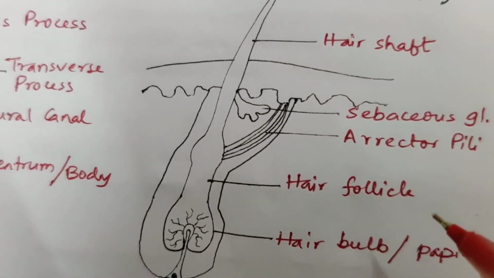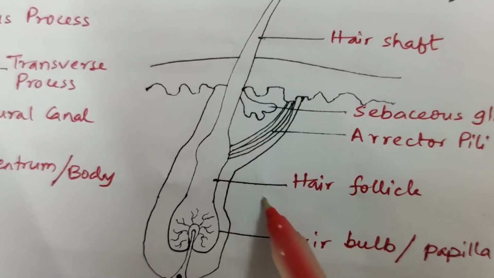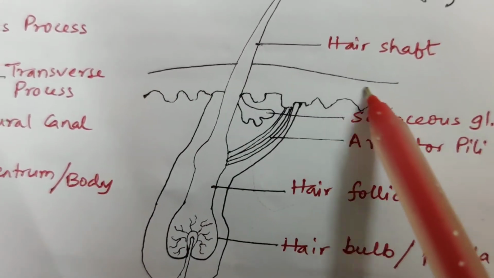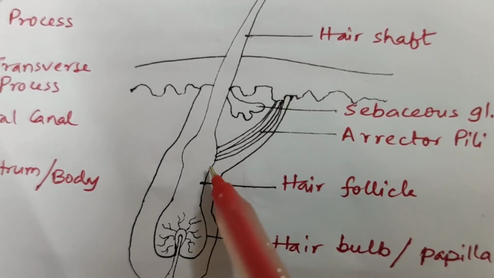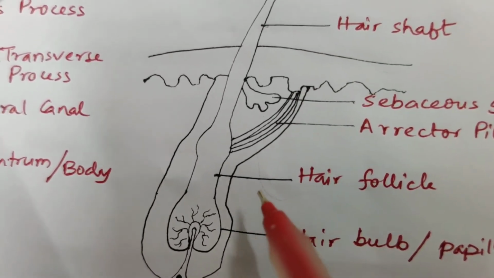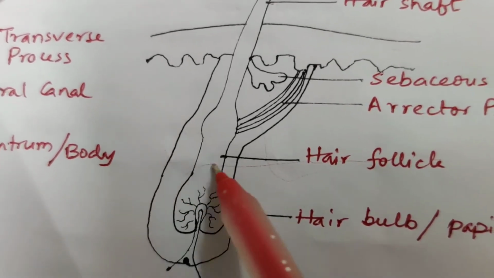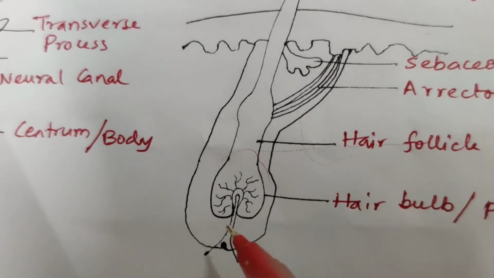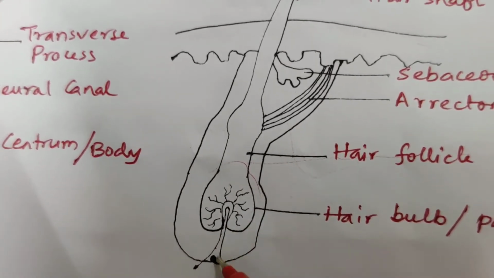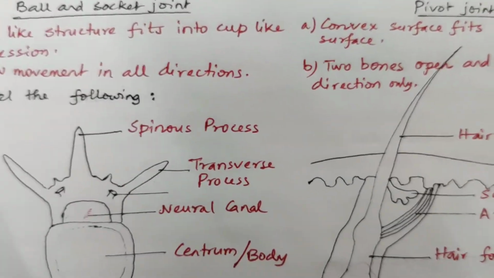Now this is the figure of skin with hair. This is called hair shaft. This is the epidermis of the skin. This is sebaceous gland. This is a muscle which is called arrector pili muscle. This one is called hair follicle, and this roundish part is called hair bulb or hair papilla. Here is the hair root. If this one is given, you have to write hair root. So we come to the next part of the question.